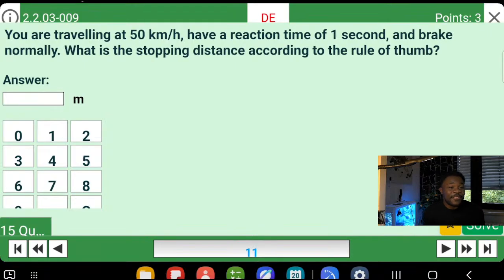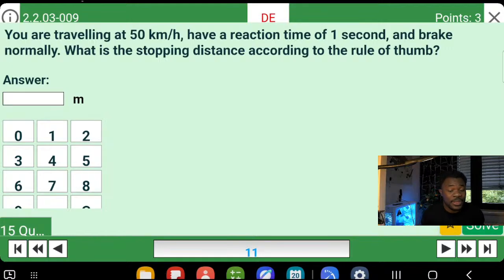You are traveling at 50 kilometers per hour, have a reaction time of 1 second, and brake normally. What is the stopping distance according to the rule of thumb? We came across a question like this before, but there is a clear difference. What is the difference here? The speed. The one we saw before, they gave us a speed of 100. Now they are asking us a similar question with a different speed to try to trick us, to see if we understand what we are doing.